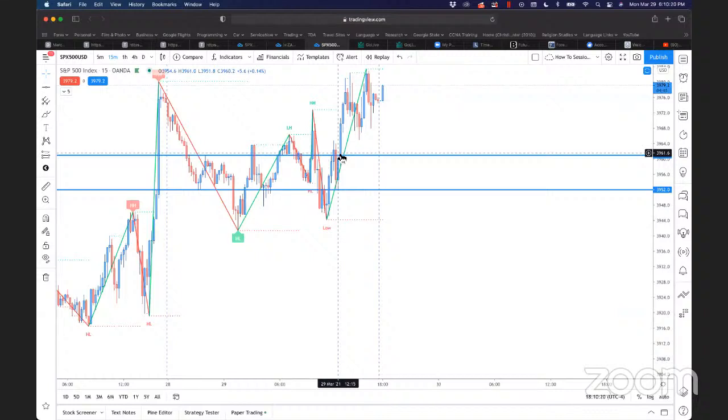So if I'm in a sell or in a buy, I need to also know where it has reversed before, right? So those are the main things.